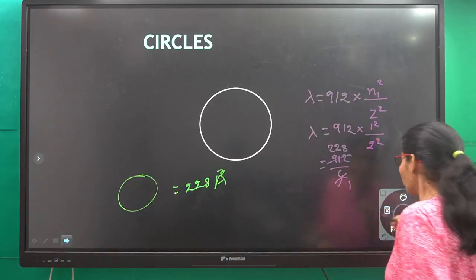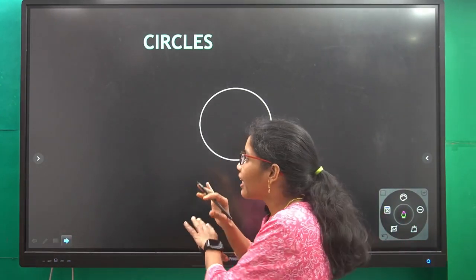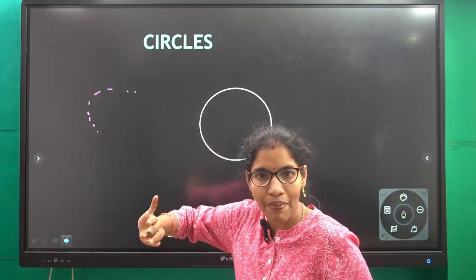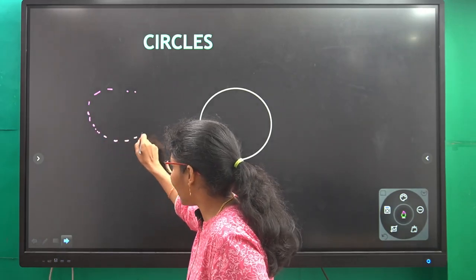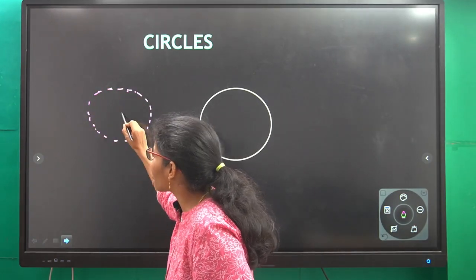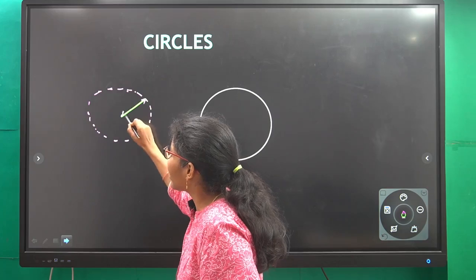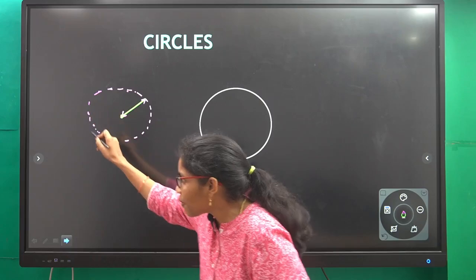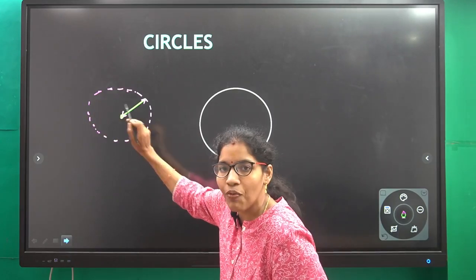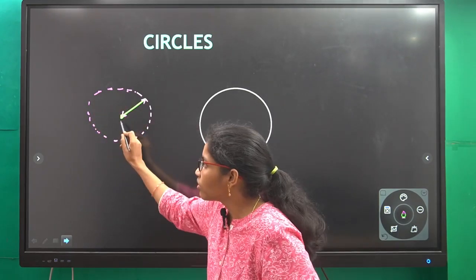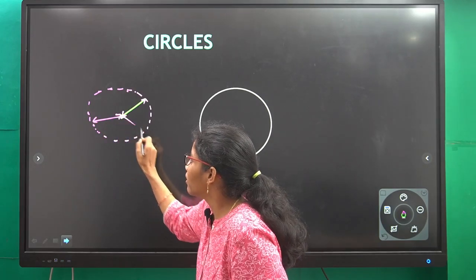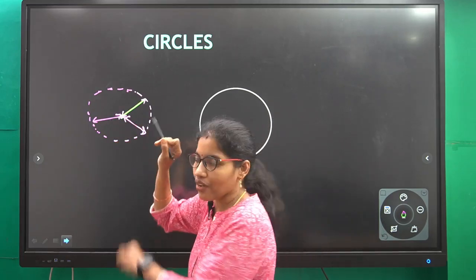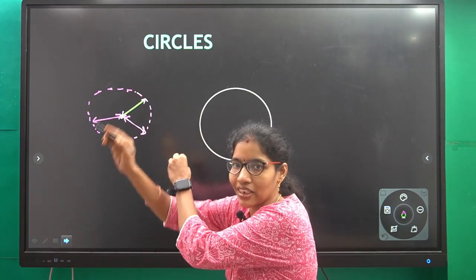Yes. So a circle means the collection of points in a plane. We have an infinite number of points in a plane. The collection of points in a plane which are equidistant from a fixed point. I am taking a fixed point here, and I am collecting all the points in a plane which are equidistant from this fixed point. From here to here, here to here, this distance is fixed. So from this fixed point with the fixed distance I am collecting all the points in a plane.